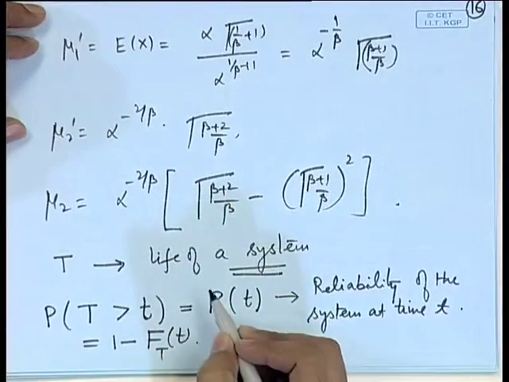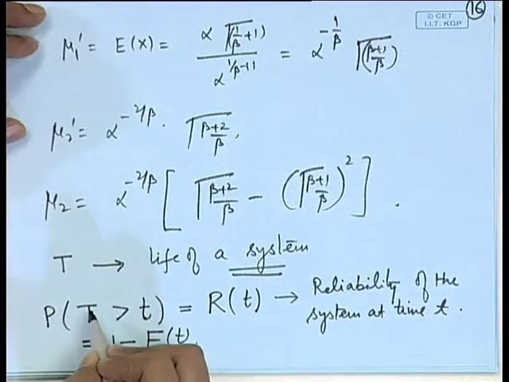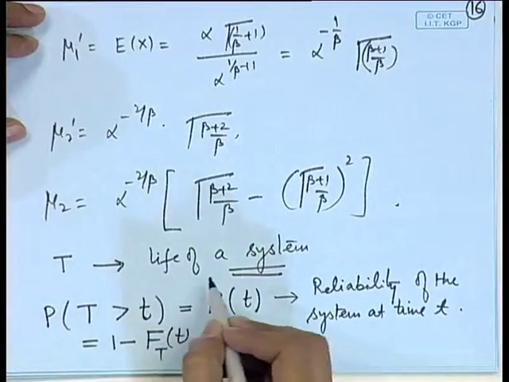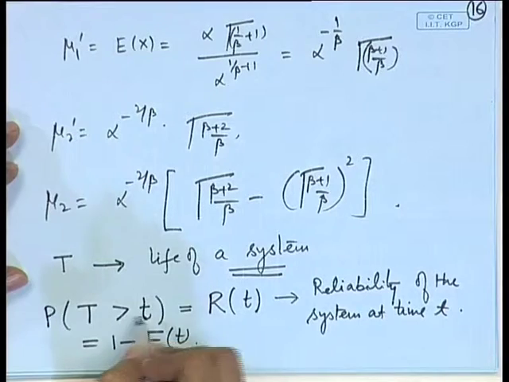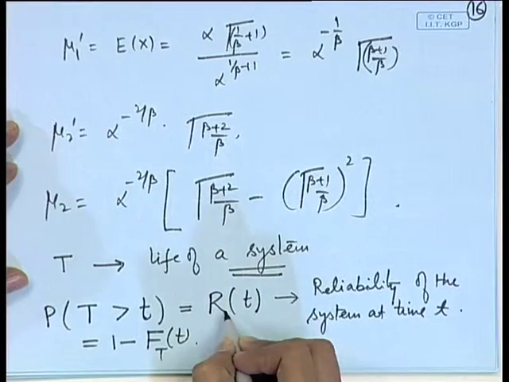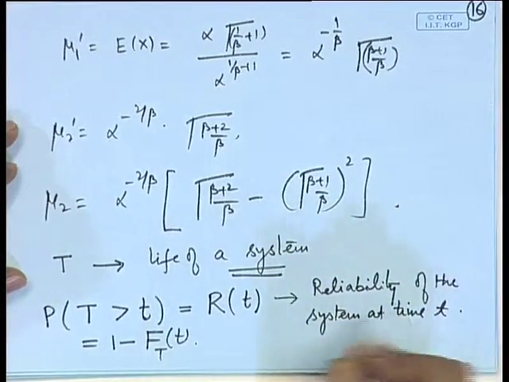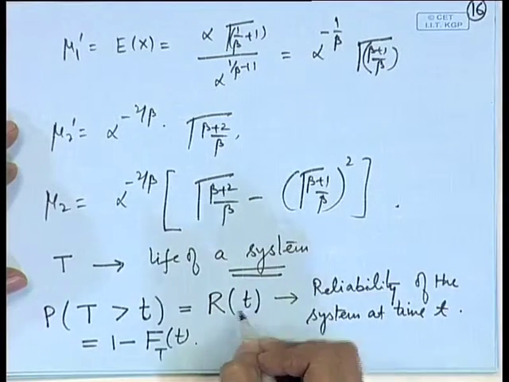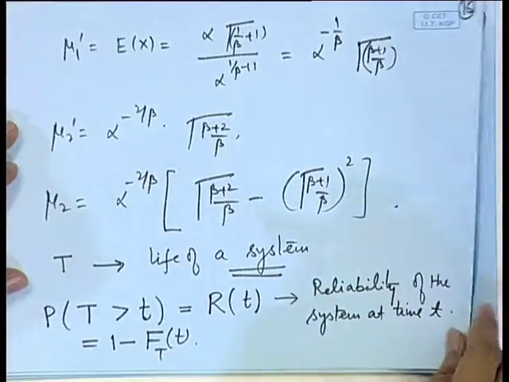In the last lecture, I introduced the concept of reliability of a system at a given time t. If t is a random variable which denotes the life of a system, then the probability that the system is functioning at time t is equal to the probability of T greater than small t, and we denote it by capital R(t), the survival function or the reliability function of the system at a given time t. By the definition of the cumulative distribution function, R(t) is equal to 1 minus F(t).